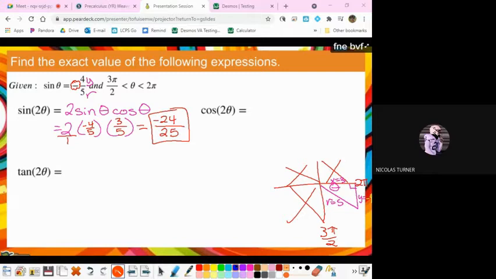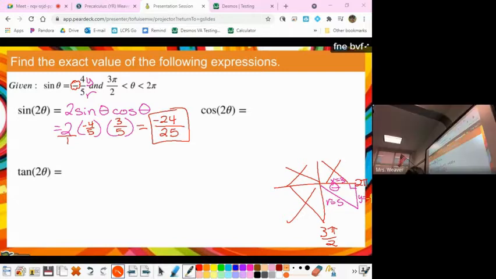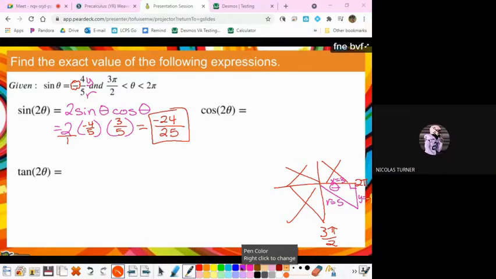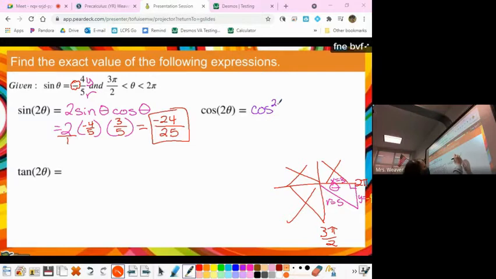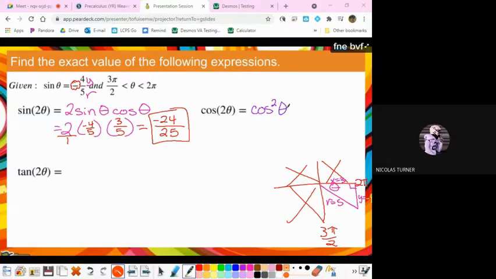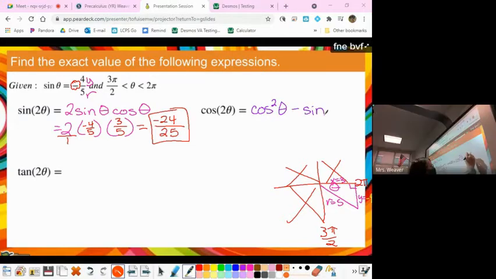Can we use the one where we just square them? So, read me the one you want to use. Okay. Cosine squared theta, and then minus sine squared theta. Okay, sounds good. So remember, that means the cosine value will be squared. So when you're setting up your parentheses for that, that's parentheses squared minus the sine value will be squared.